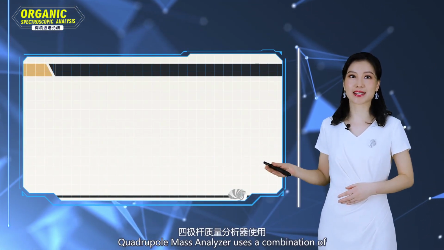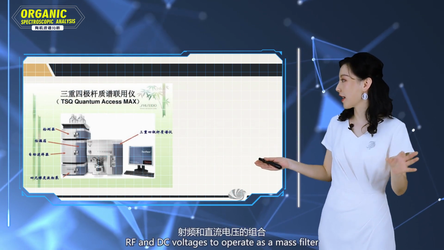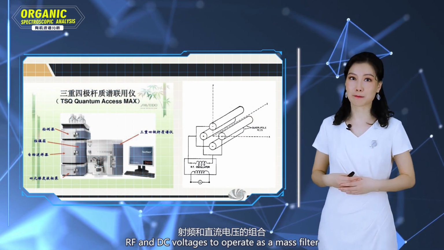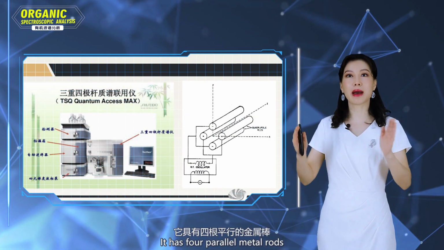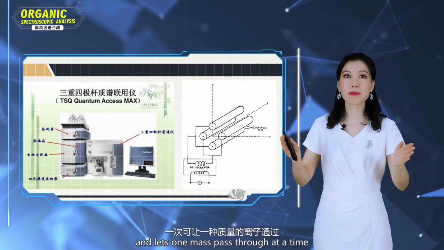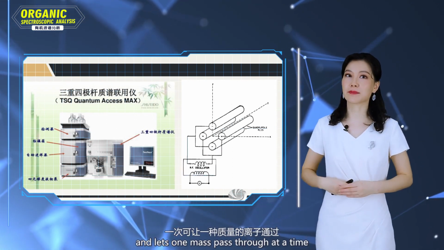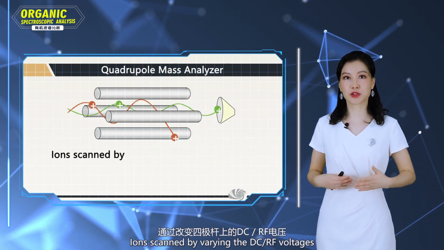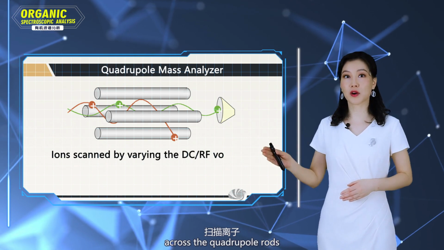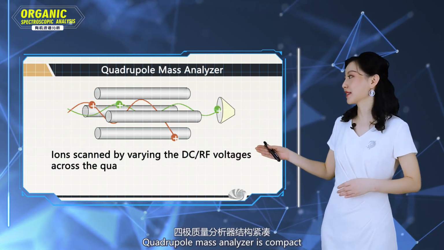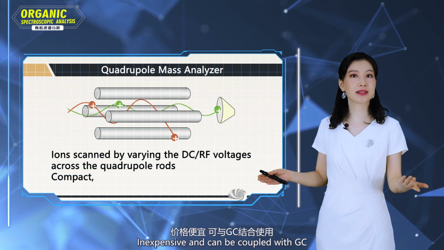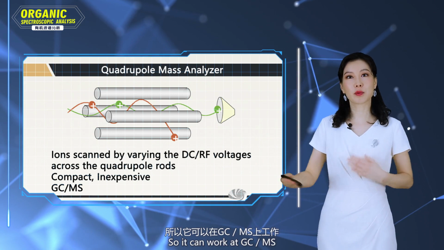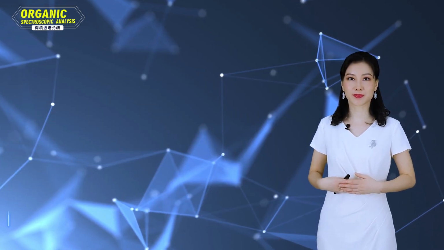The quadrupole mass analyzer uses a combination of RF and DC voltages to operate as a mass filter. It has 4 parallel metal rods and lets one mass pass through at a time. Ions are scanned by varying the DC and RF voltages across the quadrupole rods. The quadrupole mass analyzer is compact, inexpensive, and can be coupled with GC, and so can work as GC-MS.